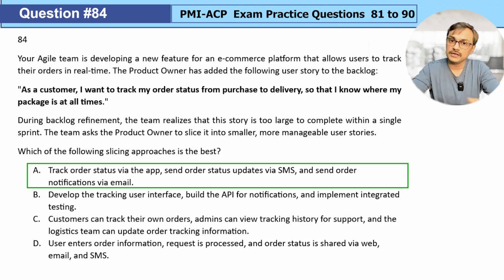We don't have to find mistakes in the question, and we need to find the best possible option in a given situation. So here you see the best possible option is option A because it is giving us pretty much INVEST stories as a result of slicing that big user story.